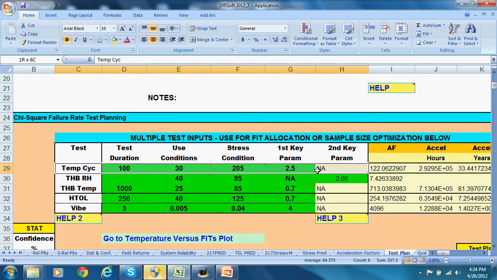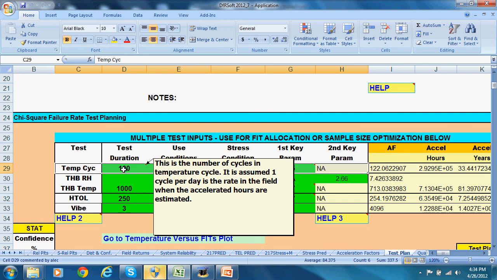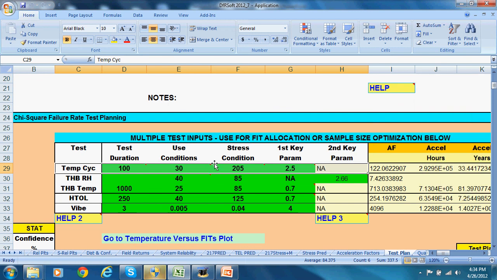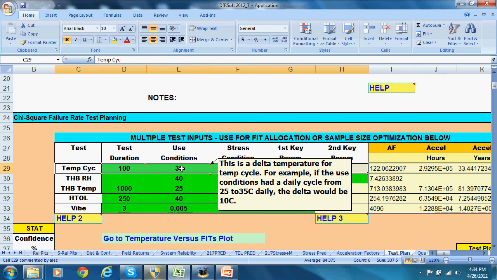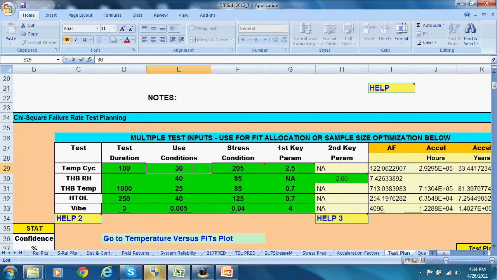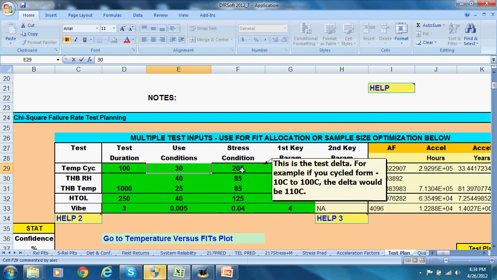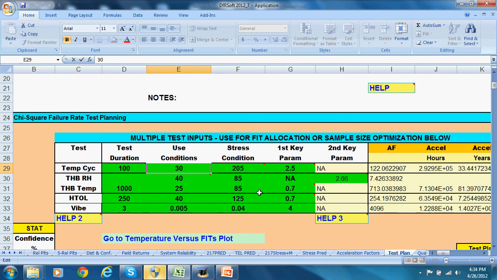So basically you enter for each line, here's temperature cycle. The test duration is in cycles, and the pop-up tells you that. There's always pop-ups for help everywhere, so if you have any questions. And you put in the use conditions, 30-degree temperature swing, and the pop-up tells you you're doing delta T. And your stress conditions, 205, so you might be going from minus 55 to plus 150 degrees C, and the delta swing would be 205, so we enter 205 there. And the Coffin-Manson exponent of 2.5 for solder joints might be used.